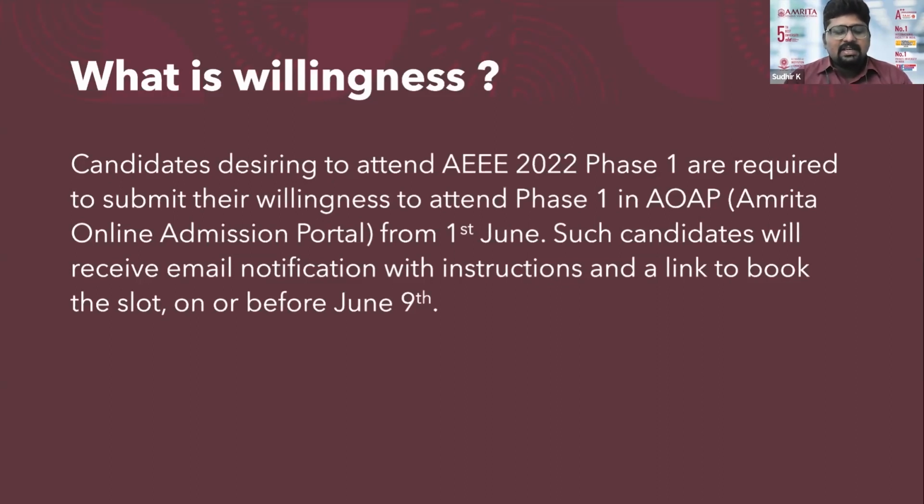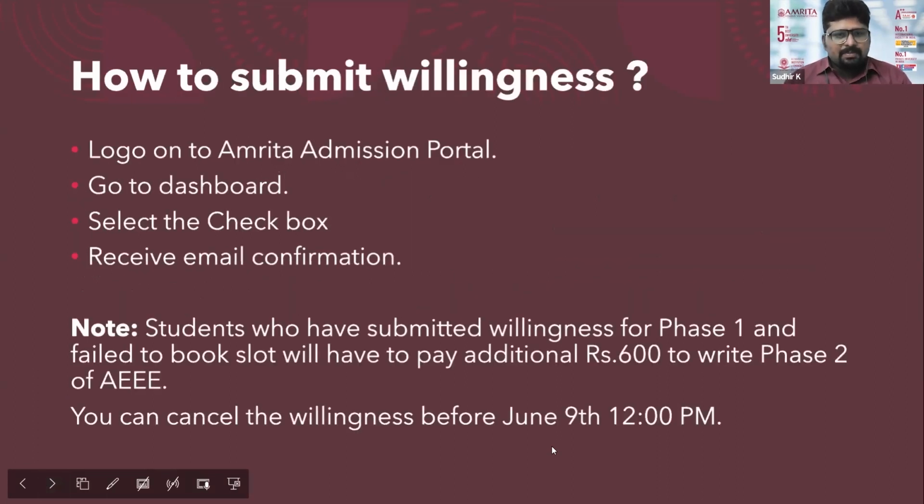The slot booking link and instructions will be mailed to you on or before June 9th. Mostly by June 9th evening, you will be receiving a mail with the slot booking link. So please submit your willingness now. Then only you will be able to attend phase 1. Okay. How to submit willingness?